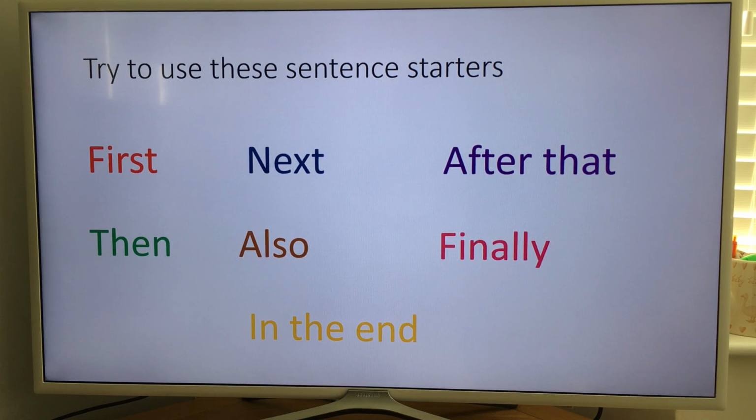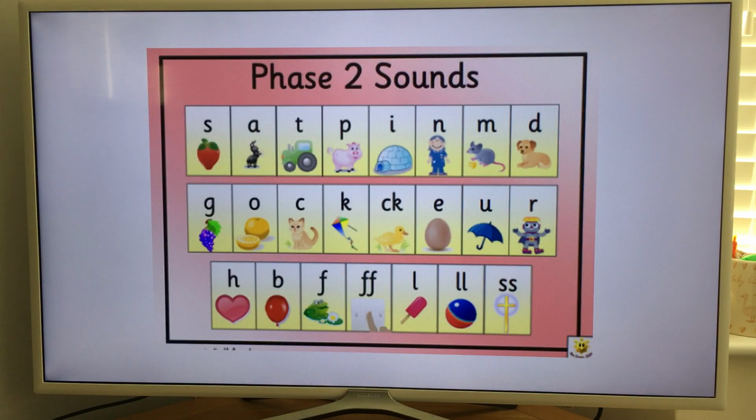Now I find it really tricky when I'm writing to remember how the words are spelt, or to have a go at spelling the words. So on the following slide you'll see some copies of some sound maps to help you.